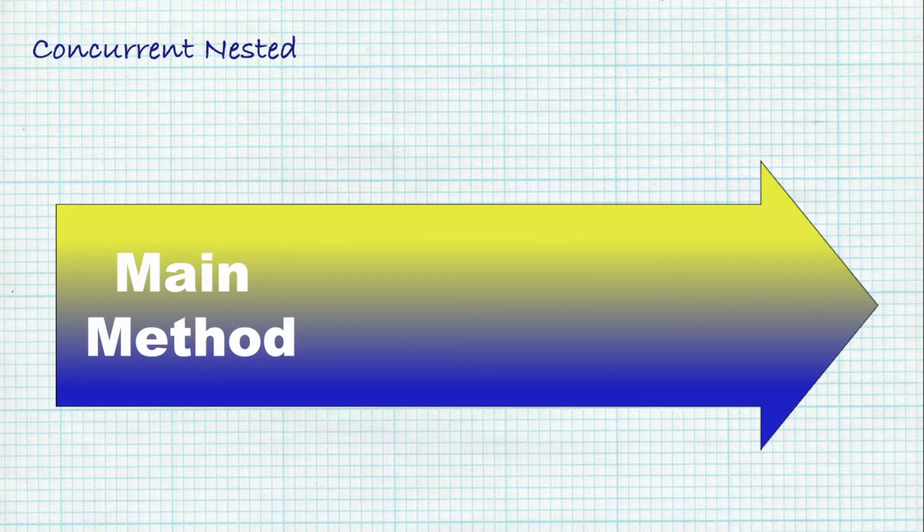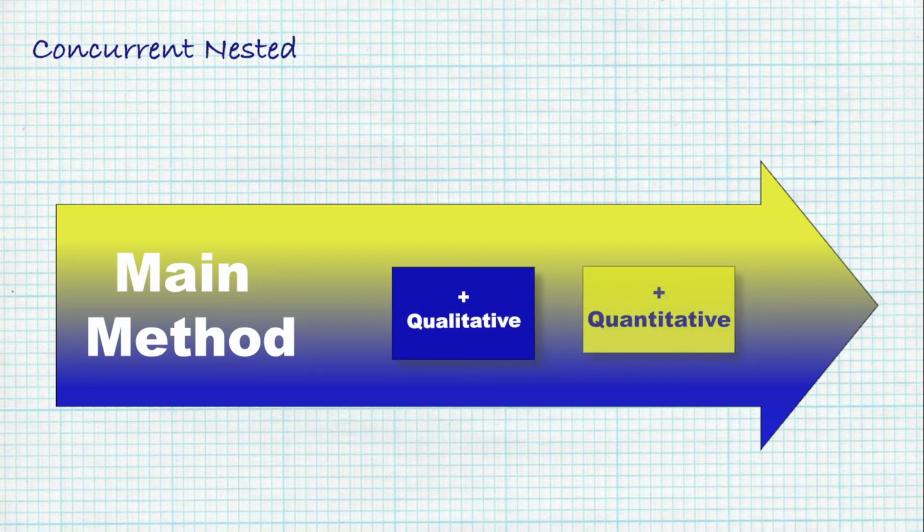Creswell's fifth strategy is called concurrent nested. Here we take two methods and we run them at the same time. However, one of them is much more dominant and takes the lead in our research. The second method is used to either test a small part of that larger method or to help us understand a smaller part of the overall phenomena.